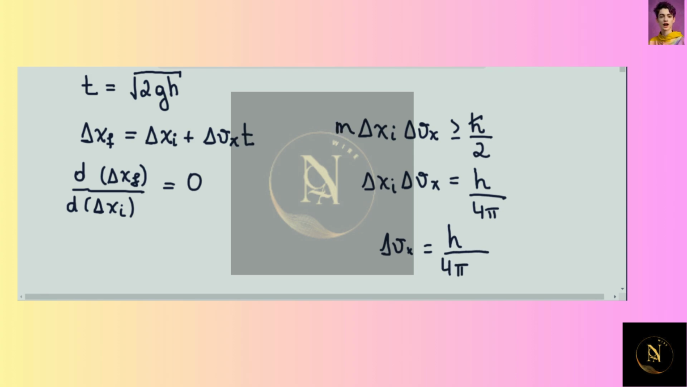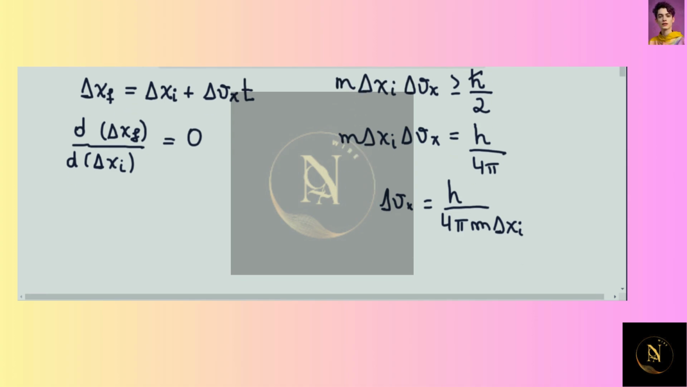Actually, there's an m here. I'm sorry for that. Delta vx is equal to h divided by 4 pi m times delta xi. The m appeared here because Heisenberg's uncertainty principle tells us that delta xi times delta px is greater than or equal to h bar over 2, and the momentum is m times the speed. And I'm assuming that the mass is known.